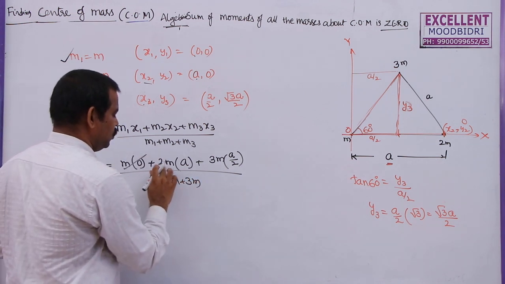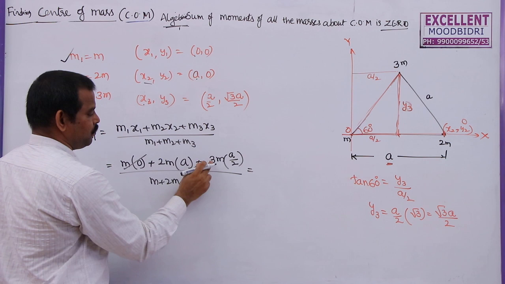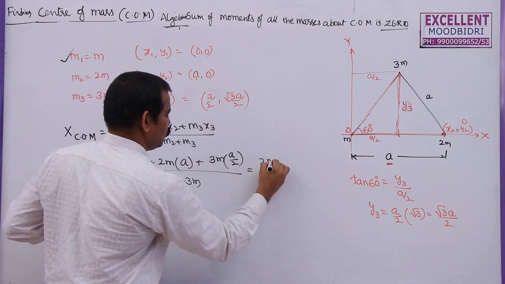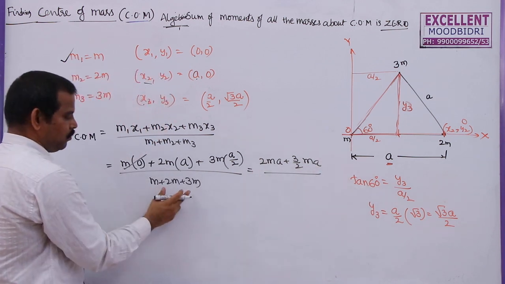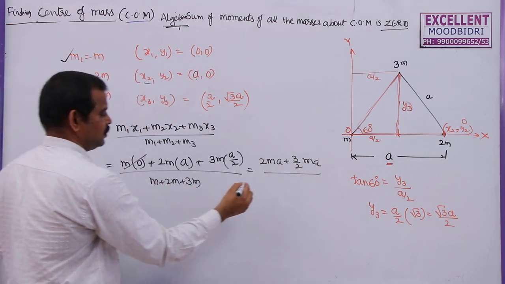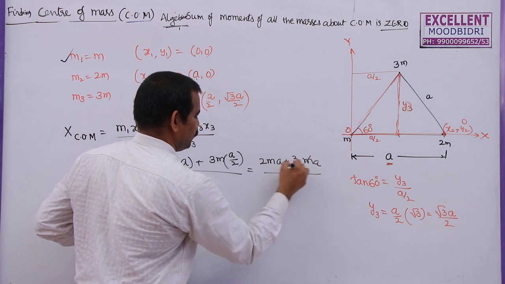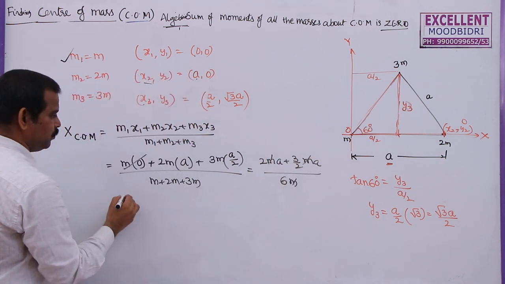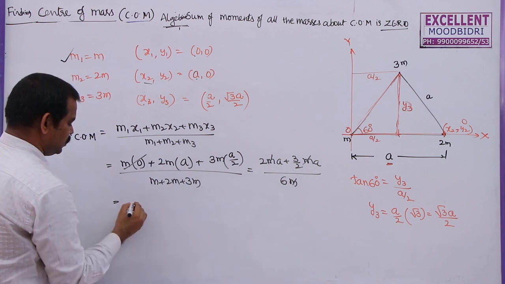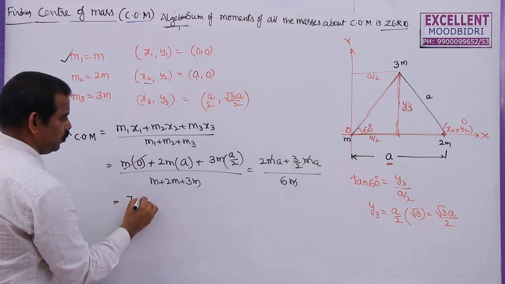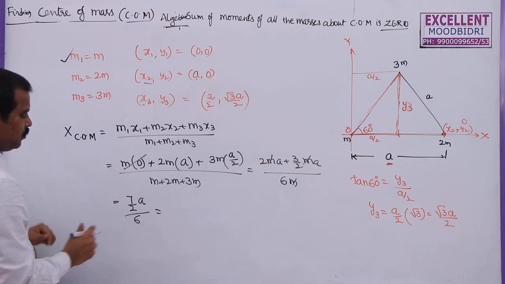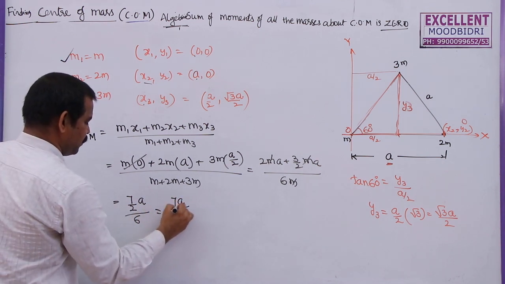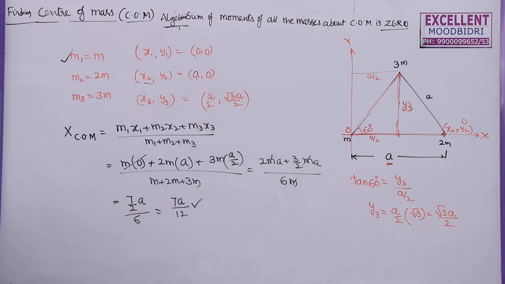This will become 0, plus 2ma plus 3 by 2 ma, by the total mass of the system, which is 6m. So m cancels. This will be 2 twos are 4 plus 3, 7 by 2a by 6, which is given by 7a by 12. This is the x coordinate of the center of mass of this triangle lamina.